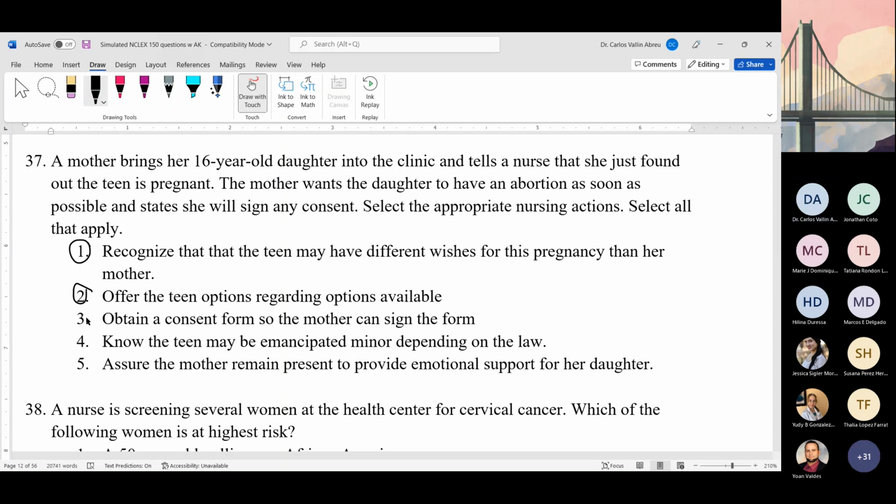Unless she's married, because marriage emancipates, of course. So if an abortion is going to be done, the mother must sign the consent, because there cannot be abortion without the consent of the parents, and this is the law.